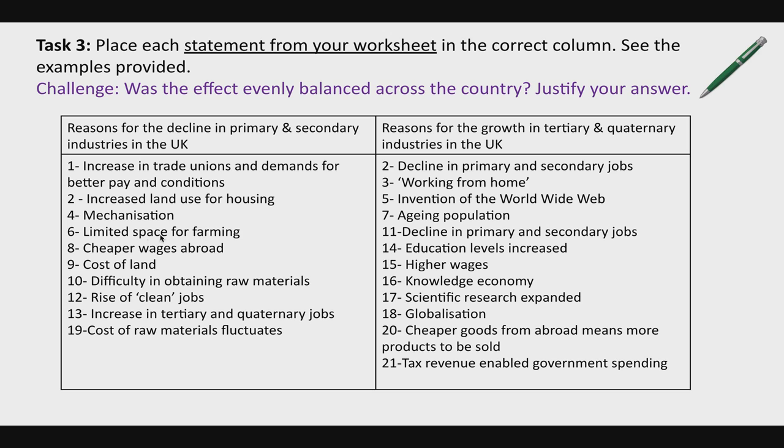Perhaps the fact that there is limited space for farming. At a certain point, you can't grow anymore. And this is what leads to things like intensive farming. Cheaper wages abroad. And we've just mentioned this when we were thinking about coal mining. But this is true not just of coal mining, but also things like garment manufacturing, making clothes, manufacturing sort of plastic products. Steel manufacture is a massive one. There's lots and lots of those things.